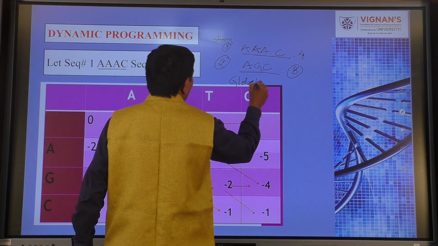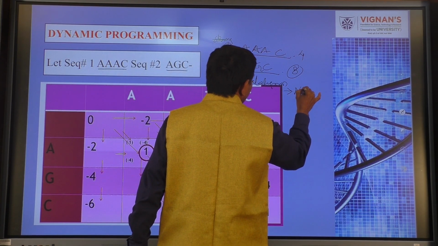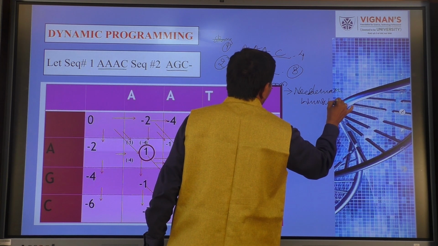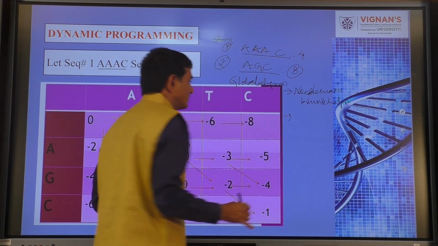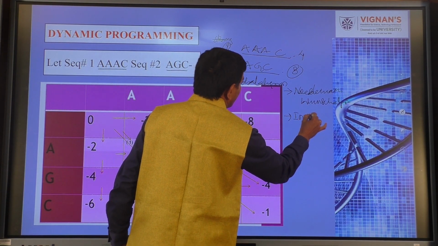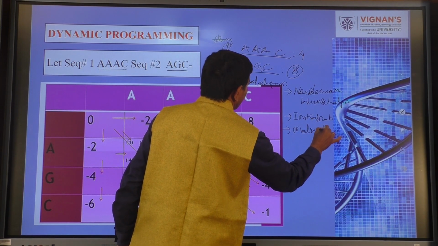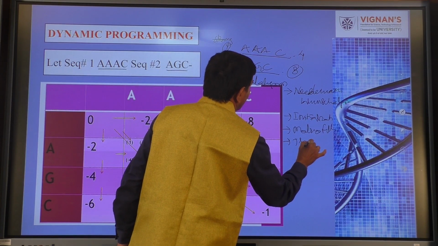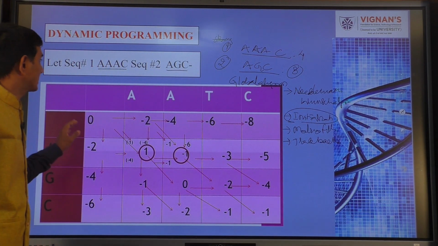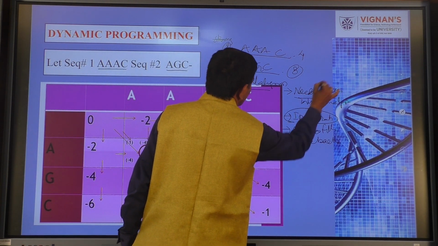Now, the algorithm used for carrying out this global alignment is the Needleman-Wunsch algorithm. As we have seen in the previous slide, it consists of 3 steps. The first step is the initialization step, the second step is matrix filling, and the last step is traceback. So, let us see the first step, that is the initialization step.